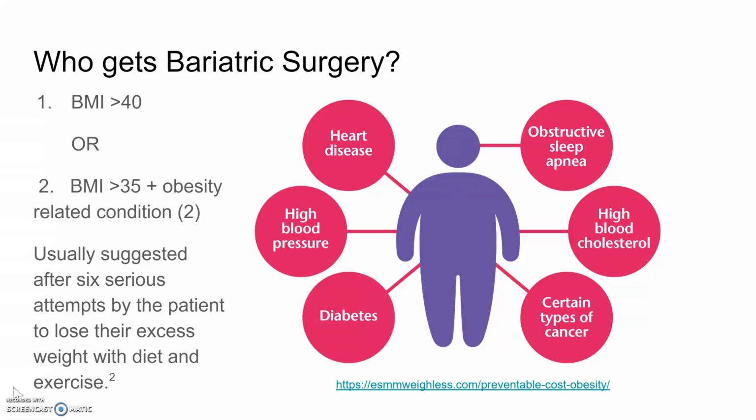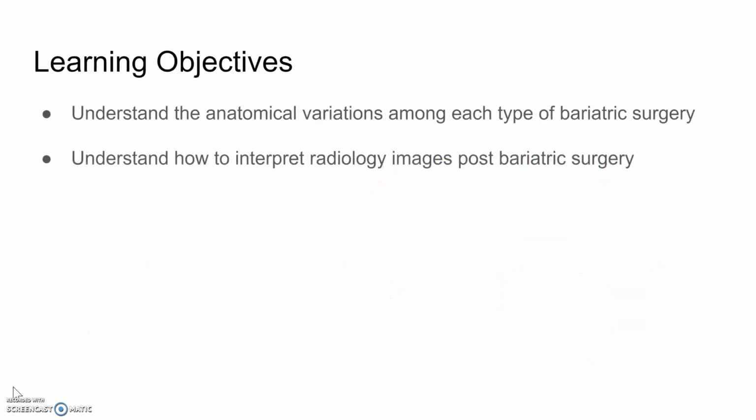The obesity-related conditions may include heart disease, high blood pressure, type 2 diabetes, some cancers, obstructive sleep apnea, and high cholesterol. The learning objectives of our presentation are to understand the anatomical variations among each type of bariatric surgery and how to interpret the radiology of someone who has received bariatric surgery.